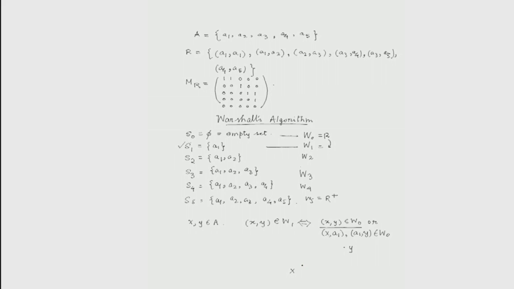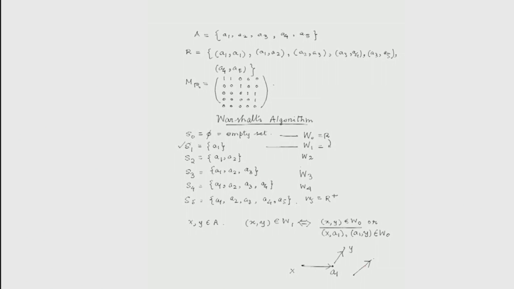and there is a relation from x to A1, that is x R A1, and then A1 R y, and we know that R and W0 are the same. So, we have a path from x to y if this happens, or if x and y are directly connected through the relation R or W0, whatever we say, then we say that it is in W1.